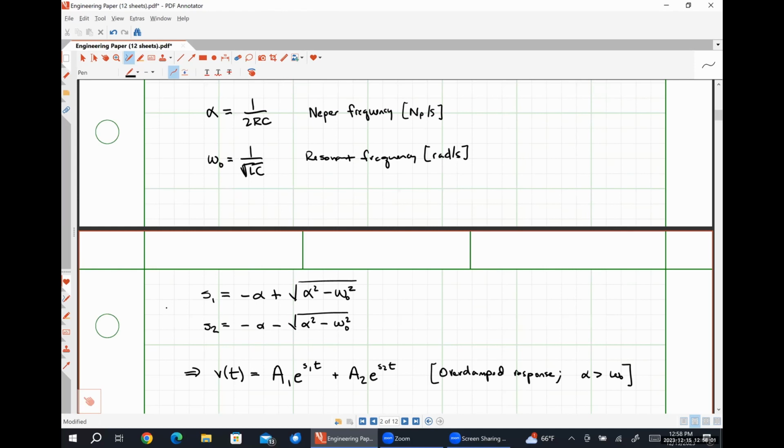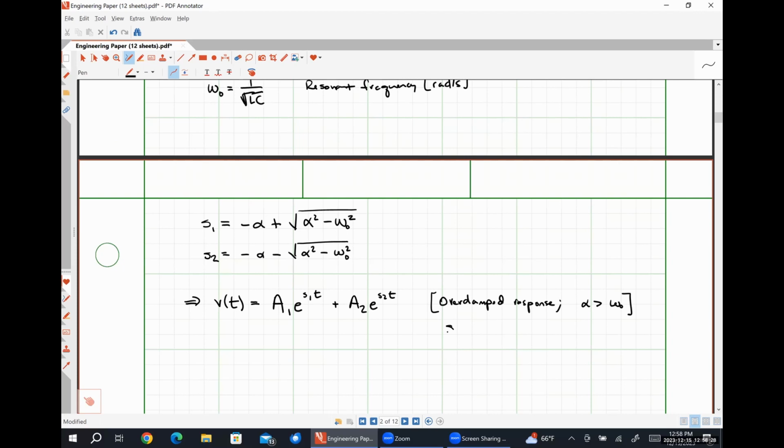So when alpha is greater than omega naught, I have a negative number plus the square root of some smaller positive number, right? So that means that S1 is going to be negative and real, and S2 is also going to be negative and real. So S1 and S2 are negative and real numbers. Okay?